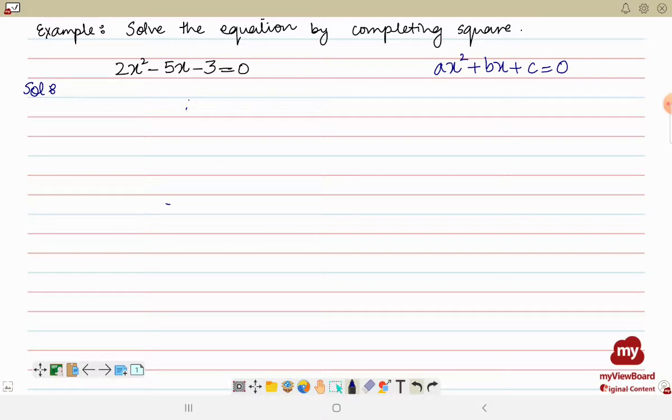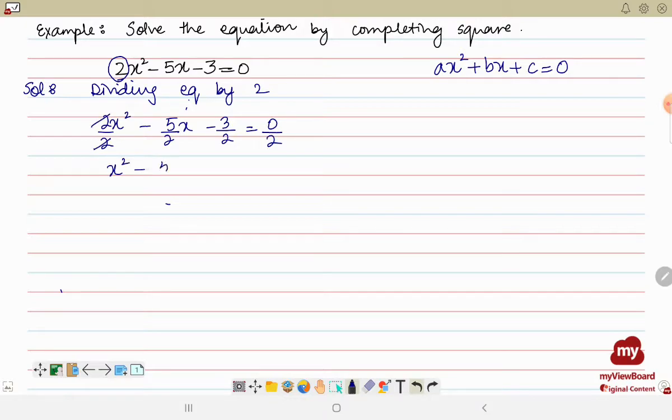Now the next step of working is that we have to make the coefficient of x square as 1. Here the coefficient of x square is 2, so we have to make it as 1. How are we going to make it as 1? We'll divide each term of the equation by 2. So we'll write dividing equation by 2, which means we have to divide each term by 2. So this 2 will get cancelled: x square minus 5 by 2x minus 3 by 2, and that is equal to 0. So we have done the first step of working of this completing square method.